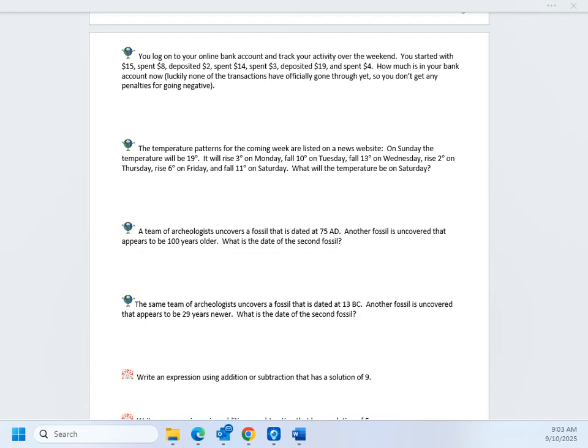So we have to ask ourselves, when am I adding and when am I subtracting? Which of these words would tell me to add? Deposit. So whenever you see deposit, you're going to add that. So I would just go in and I would put an add whenever I see deposit. So if I'm spending it, what math operation am I doing? Subtracting.